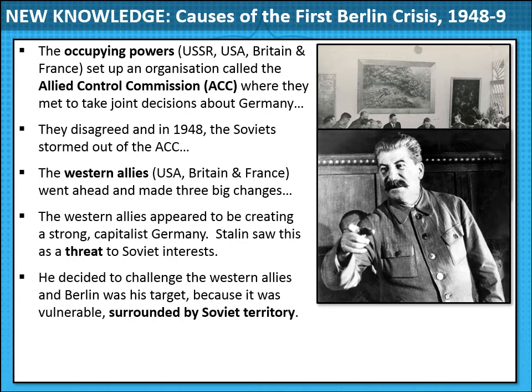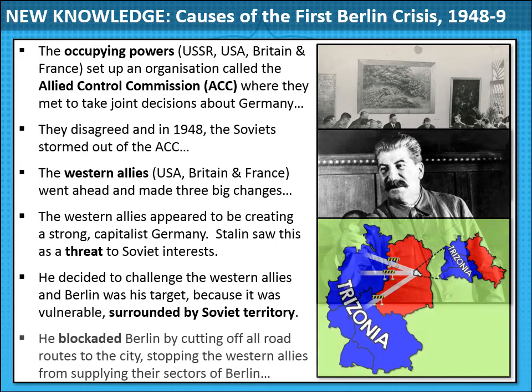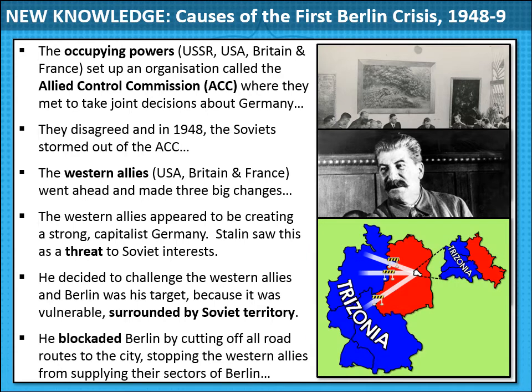And he picked Berlin because it was vulnerable. It was surrounded by Soviet territory. Remember, Berlin was in the heart of the Soviet zone. So Stalin blockaded Berlin by cutting off all road and rail routes to the city. This stopped the Western Allies from bringing vital supplies to their sectors of Berlin. Very soon, the Western Allies' sectors of Berlin began to suffer shortages of electricity, gas, and other vital resources.